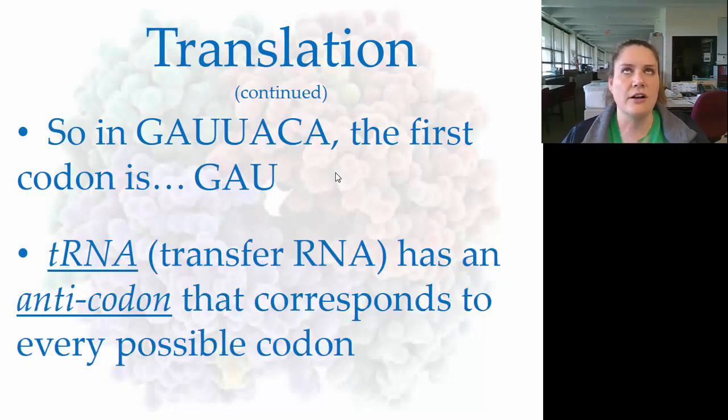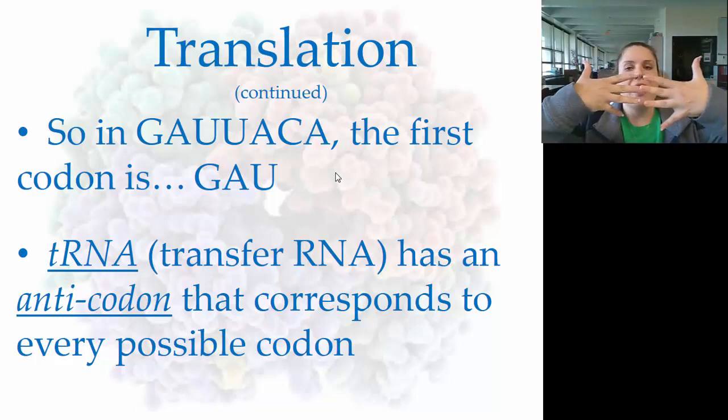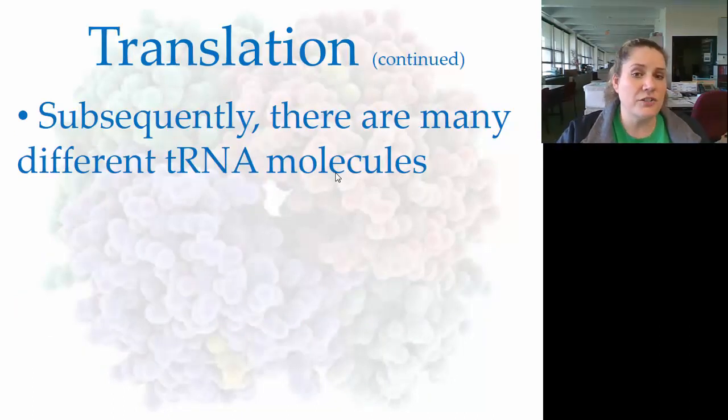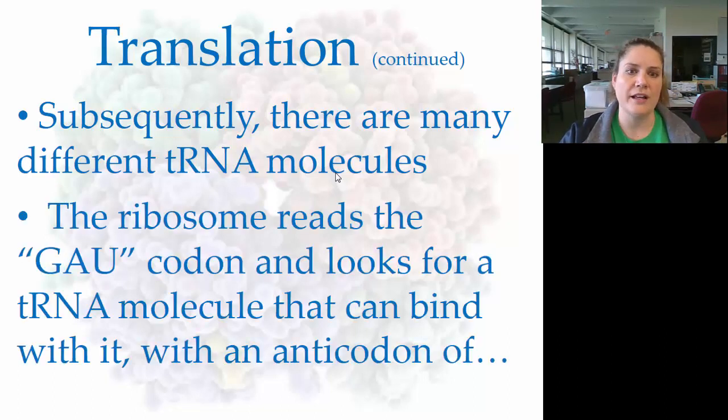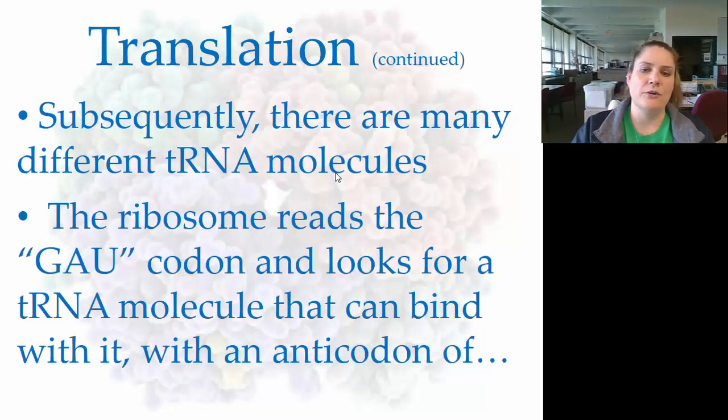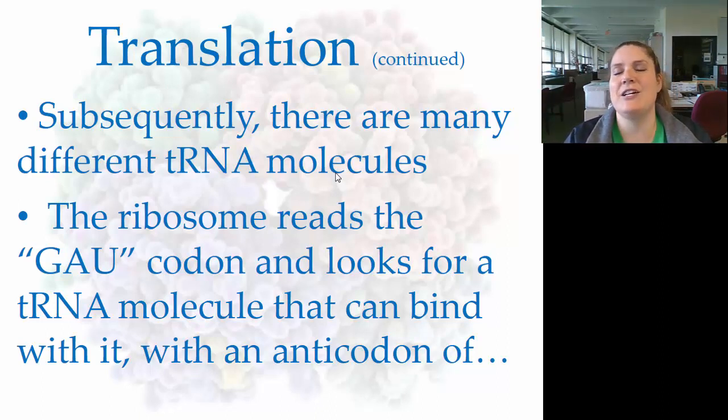tRNA, the transfer RNA, is off floating around in the cytoplasm, and it has on it an anticodon that's going to correspond to the codon so that the tRNA can come meet up with the mRNA and they can bond to each other, okay? So then there are a bunch of different tRNA molecules out there in the world. In fact, there's at least one for every codon that can exist. Okay, so the ribosome is going to read that GAU codon, and it's going to look for a tRNA molecule that can bind with it. So what is the anticodon going to be that can bind with GAU?